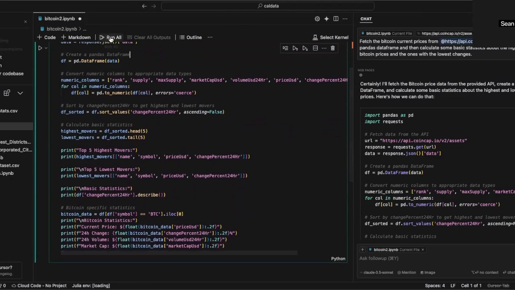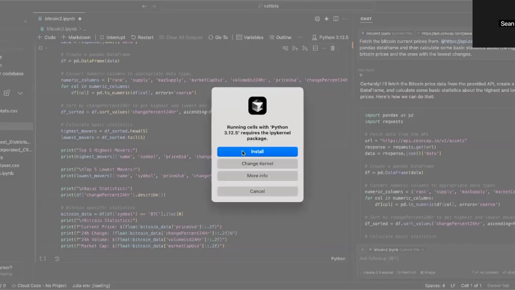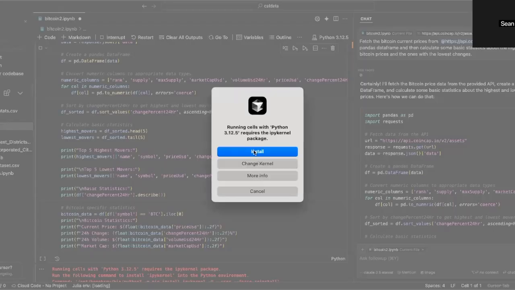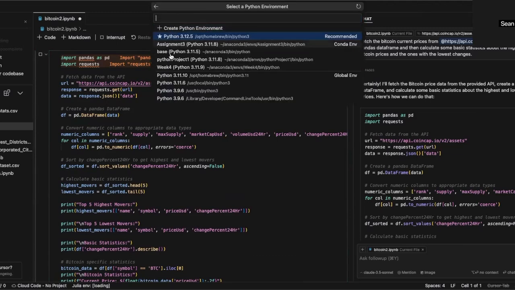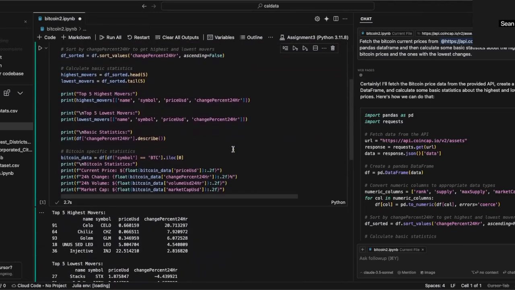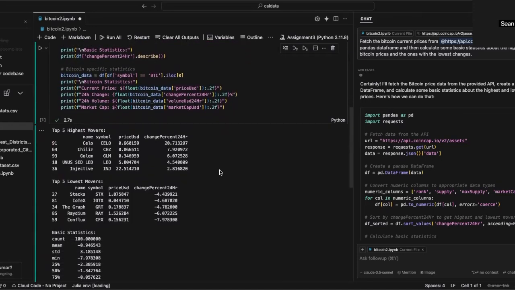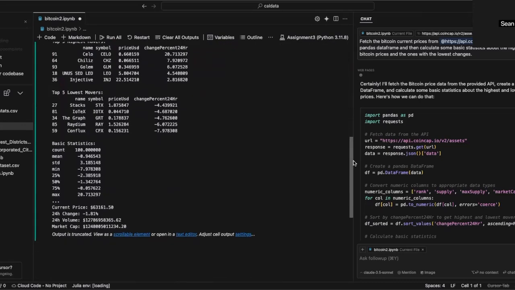So let's try running this. I'm going to pick another one. Let's pick a different kernel. I'm going to pick a kernel that had all these packages already pre-installed. So here it ran it. It fetched the data from the website and then printed out some highest movers, lowest movers, and some other basic statistics.